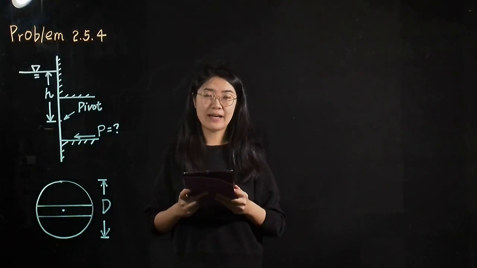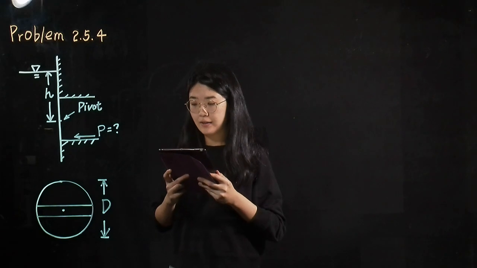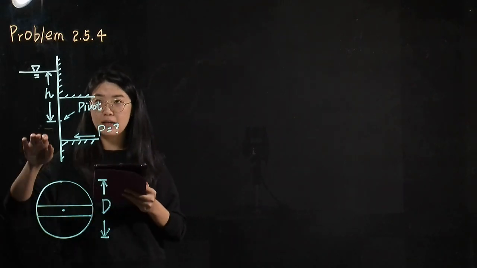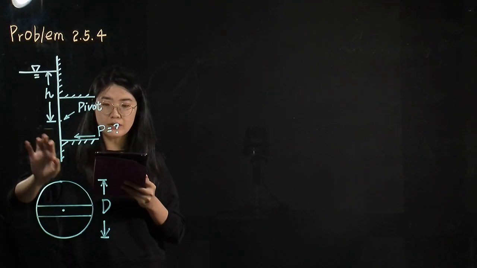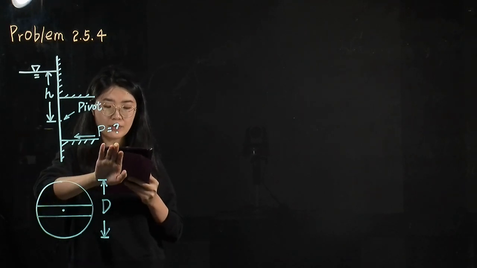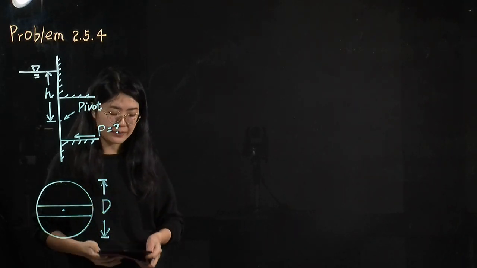Okay, let's take a look at the second question. A circular gate is installed on a vertical wall as shown here. Determine the horizontal force P necessary to hold the gate closed. Neglect friction at the pivot.